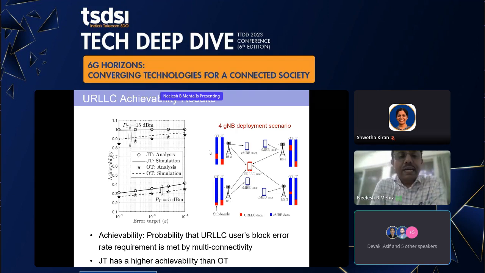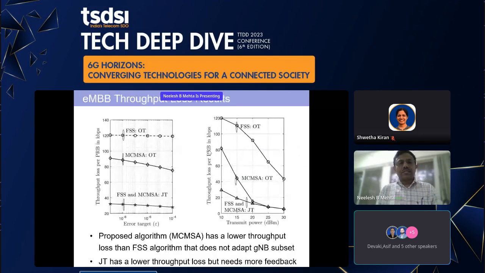And what you see, for example, are results for two different transmit powers. So you see several interesting things. One is, as you relax your error target, you go from 10 power minus 8 to 10 power minus 4, obviously things become easier for the system, achievability improves. As you jack up your transmit power, achievability improves. But perhaps the most important takeaway from this figure is that joint transmission actually has a better achievability than orthogonal transmission. I'll not go into why, but that's what it turns out to be.